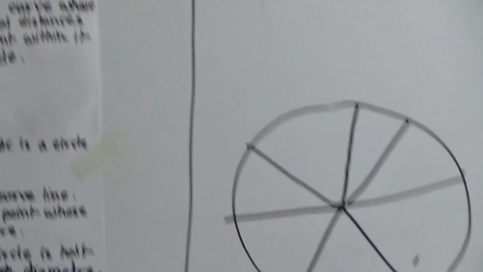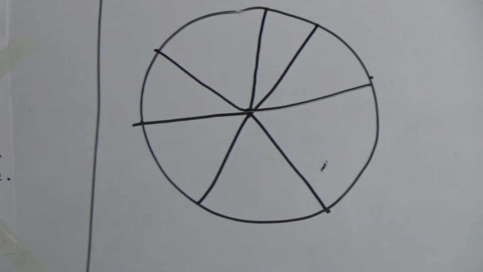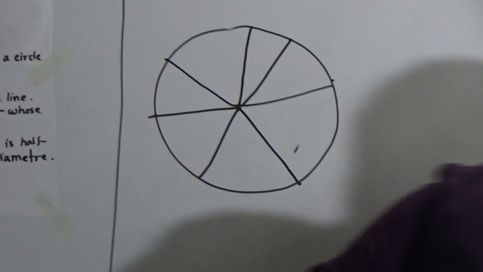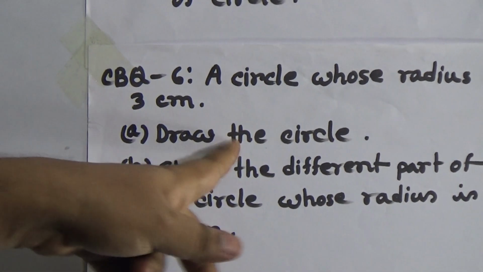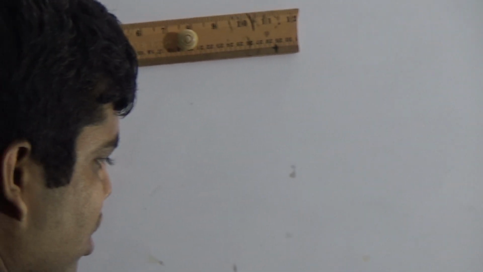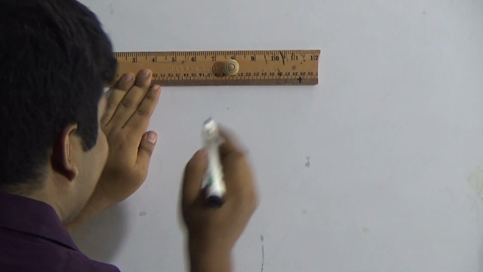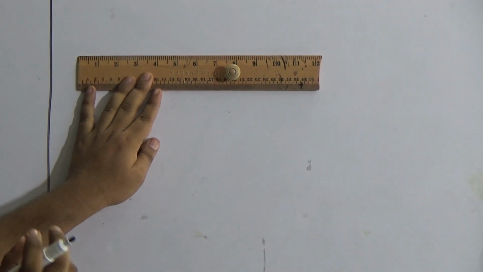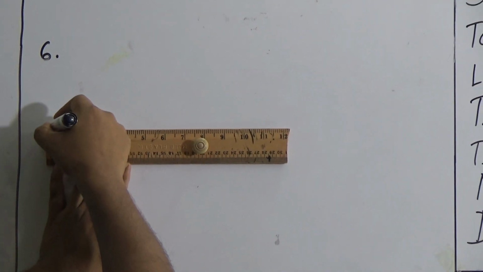Sorry, question number 6. Question number 6 is, please notice: a circle whose radius is 3 centimeter. Draw the circle. So my dear student, first of all we draw a radius whose measurement is 3 centimeter. But if I take 3 centimeter, then it is so teeny, so we take 3 inch.